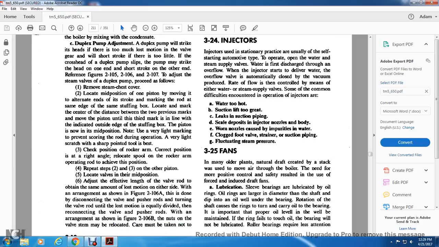3. Check the position of the rocker arm. Correct the position of the arm with a right angle. The relocated spool of the rocker arm operates the rod to achieve the position. 4. Repeat steps 2 and 3 on the other pistons.